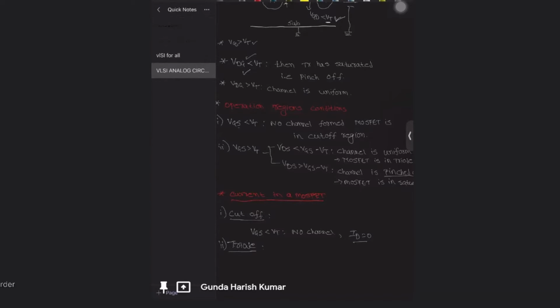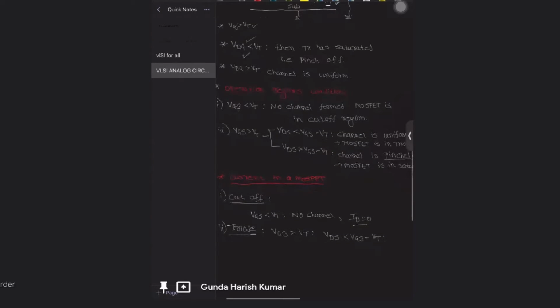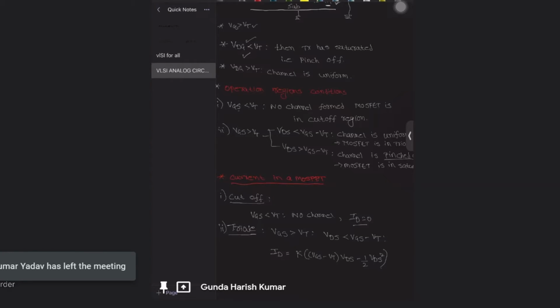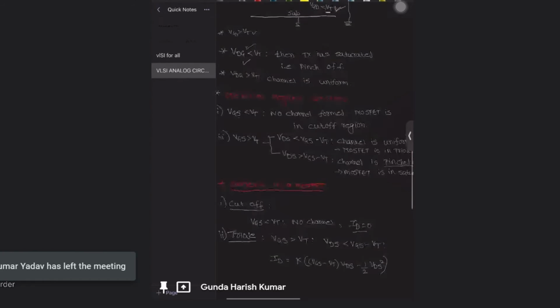In the triode region, the condition is VGS is greater than VT, so there is a channel formed, and VDS is less than VGS minus VT. There is no pinch off. Now the current is ID equal to K into (VGS minus VT) into VDS minus half VDS squared.